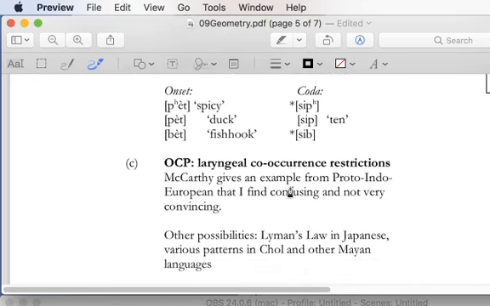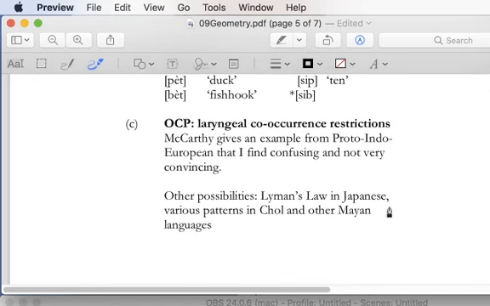What about OCP effects for laryngeal nodes? Well, McCarthy in this paper gives an example from Proto-Indo-European that I find pretty confusing and I don't find very convincing. So you can look at that if you want. I'm going to skip it in the handout.